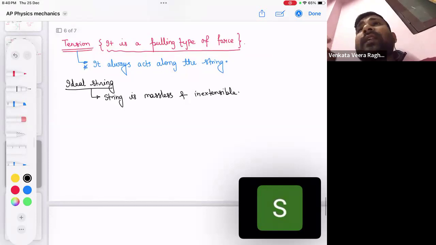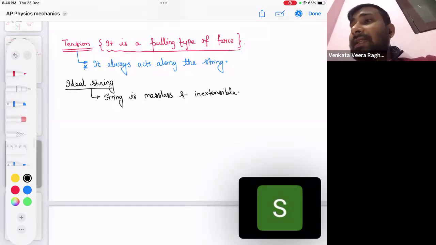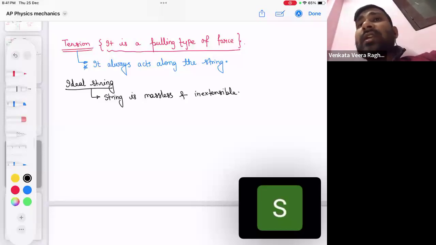So what does massless mean here? Let's say I have a string whose mass is 20 gram. A very thin wire is there. Its mass is 20 gram, and I am connecting a 5 kg object with it. Please tell me, compared to 5 kg, what is 20 gram? Nothing, isn't it? So massless means negligible mass compared to the objects we are going to connect with the string. The string mass is negligible.